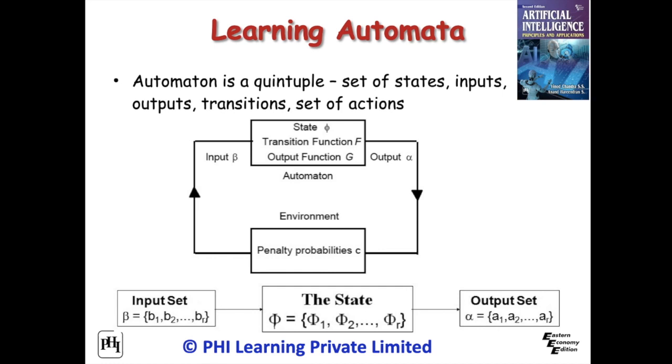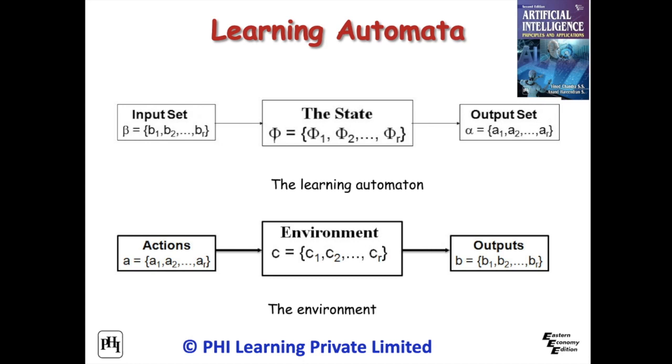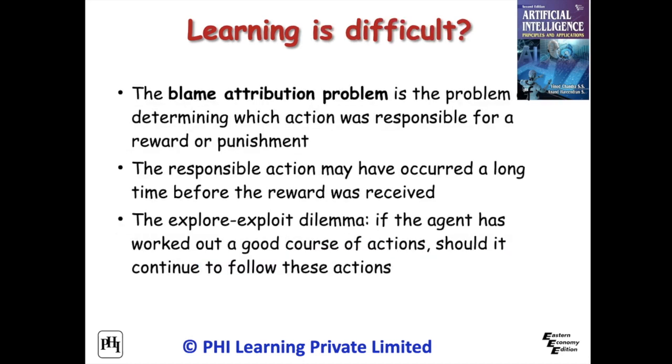The figure shows the general architecture of the learning automation. The figure shows the automation input, output and environment respectively. The blame attribution problem is the problem of determining which action was responsible for a reward or punishment. The responsible action may have occurred a long time before the reward was received. If the agent has worked out a good course of actions, should it continue to follow these actions?